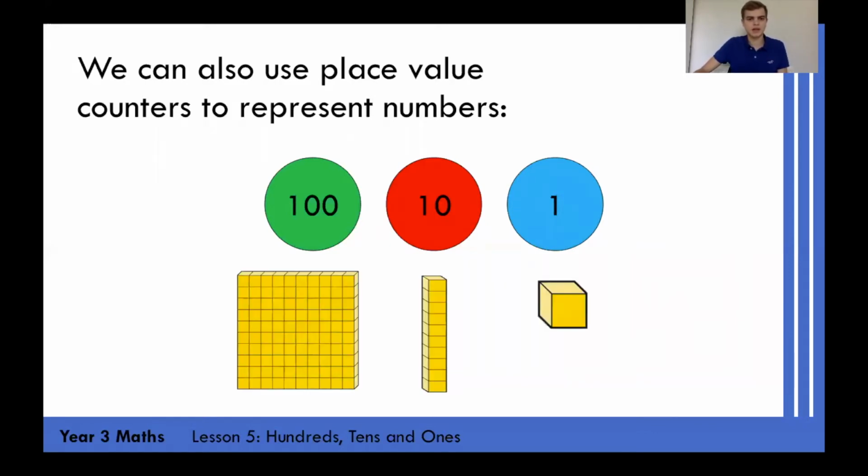So as you can see here, the 100 counter represents my hundreds in Dienes. The tens counter represents my tens in Dienes. And my ones counter represents my ones in Dienes. So it just represents the same number. It's just looking a little bit different. So let's see if we can represent some 3-digit numbers using these new place value counters.